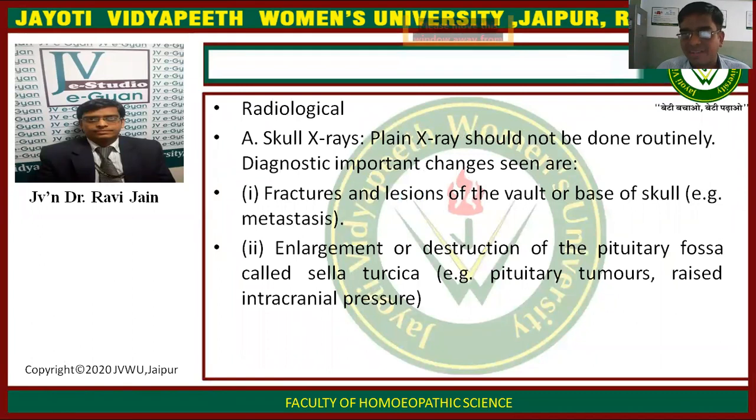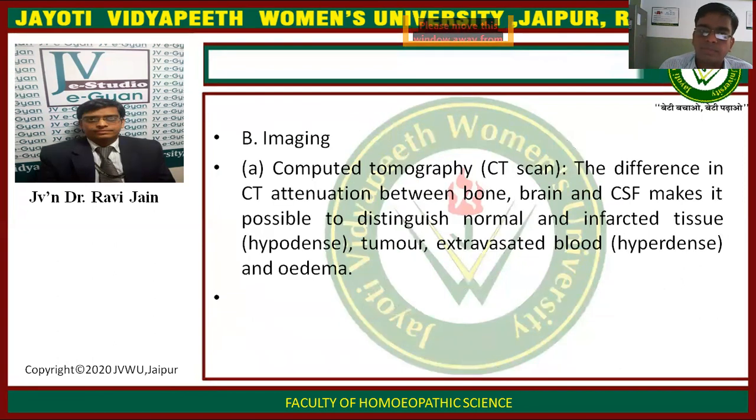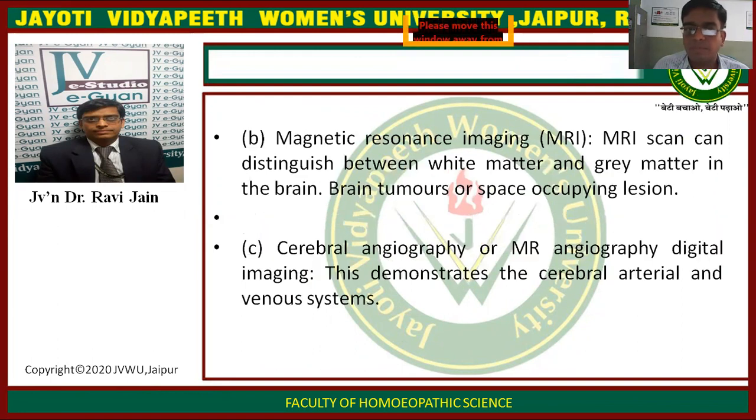First of all, we discussed plain X-ray of the skull, especially in case of fractures, enlargement or destruction of the pituitary fossa, intracranial calcification, pineal calcification, various kinds of spinal X-rays for fractures, degenerative, destructive and congenital bone lesions, and chest X-rays to check for bronchial carcinoma, spine and rib lesions, thymoma. Imaging like CT scan, using CT attenuation to differentiate between bone, brain and CSF, and to distinguish between normal and infarcted tissue, tumor, extravasated blood, and edema.